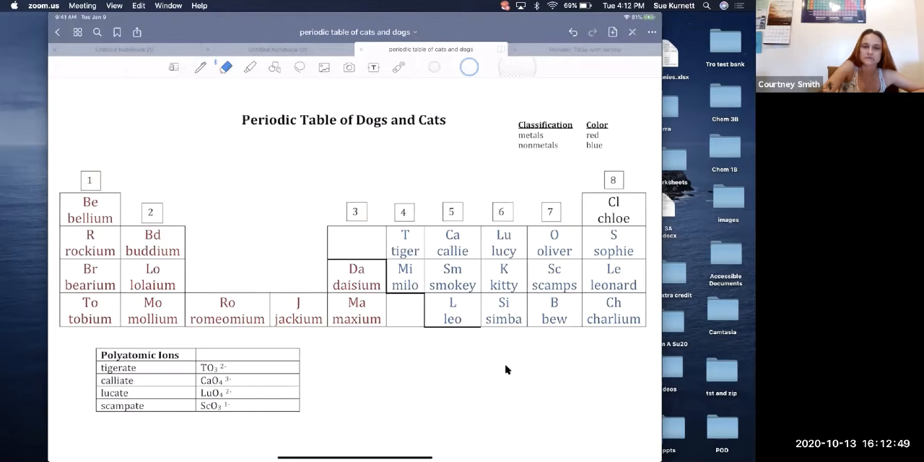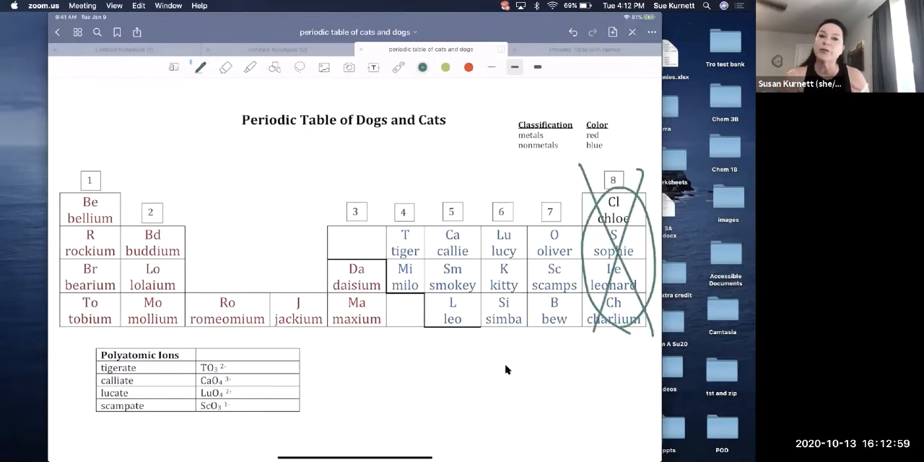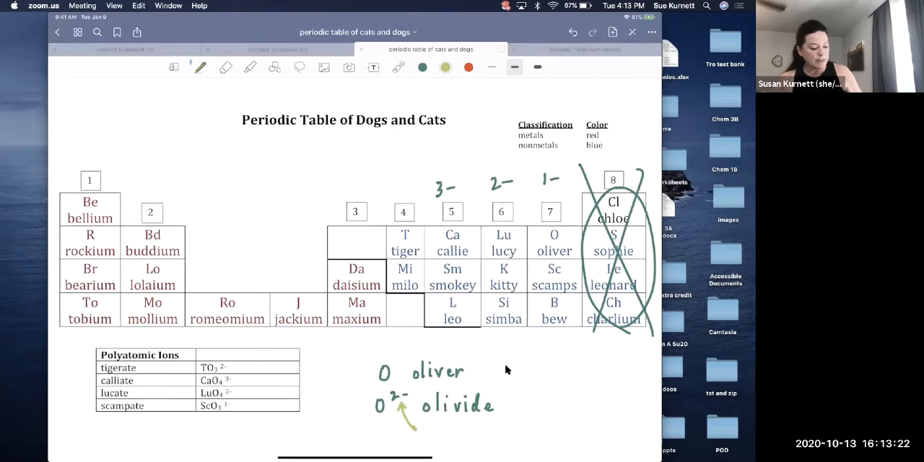Okay. So nonmetals. Oh my gosh, I just lost my charges, but I think you know what's going on. So these guys aren't going to participate in bonding because they're behaving in group 8, like group 8 elements would. They're noble gases. But halides could be -1, -2, or -3. And then if something like Oliver gains 2 electrons to become stable, it might be olivide. Because when it gains electrons to become stable, the ending of the name changes.